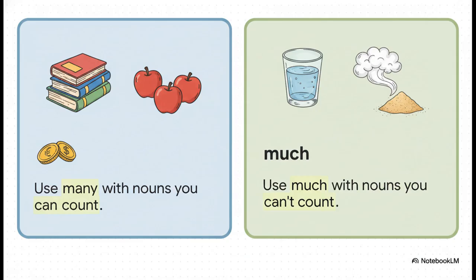Many is for anything you can actually put a number on. One friend, two friends, one idea, two ideas. Much, on the other hand, is for all that stuff you can't count, like water or advice or even enthusiasm.